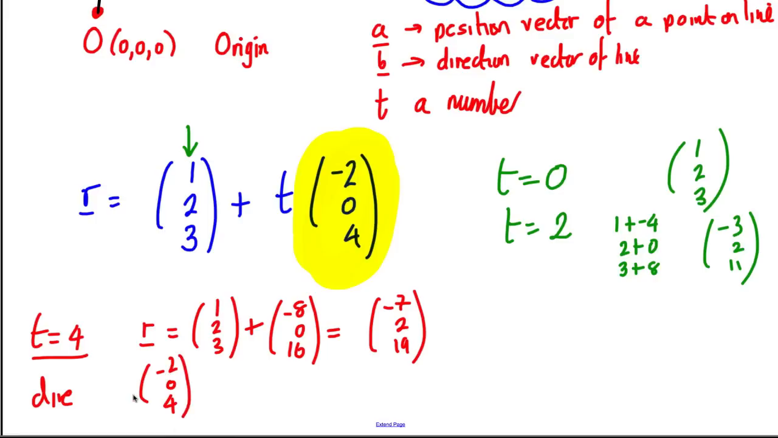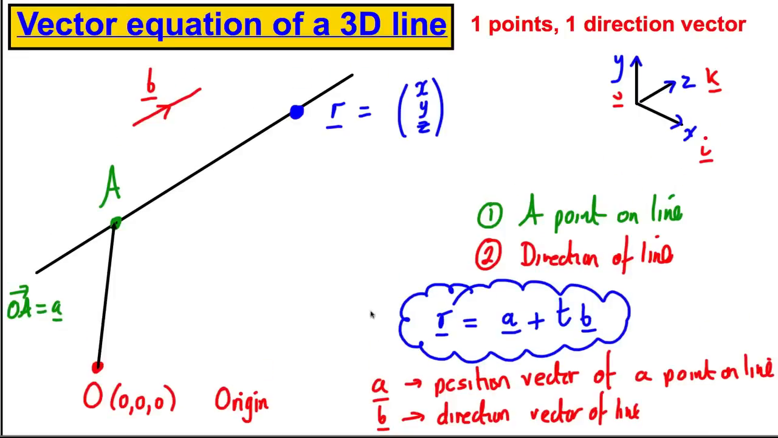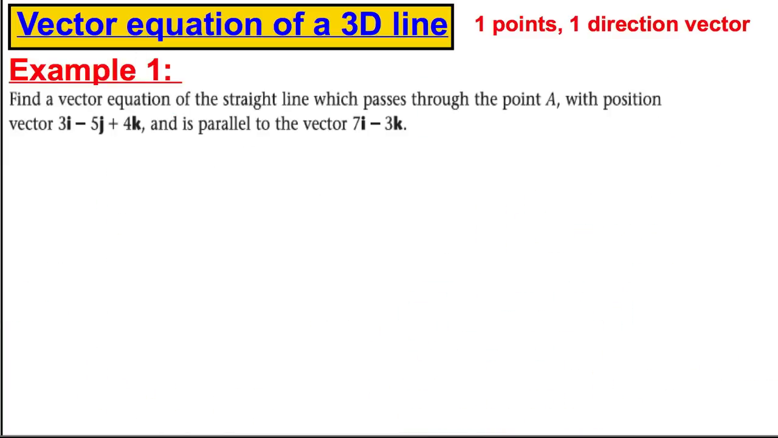Okay? Right, let's have a go at a question. So we're going to use this now, this vector equation of a line. The equation of a line is a position vector of a point on the line plus some lots of the direction of the line. Right, let's have a go. Find a vector equation of a straight line which passes through point A, this is the point we know, with position vector 3i minus 5j plus 4k, and is parallel to this vector. Now we're told everything we need here.